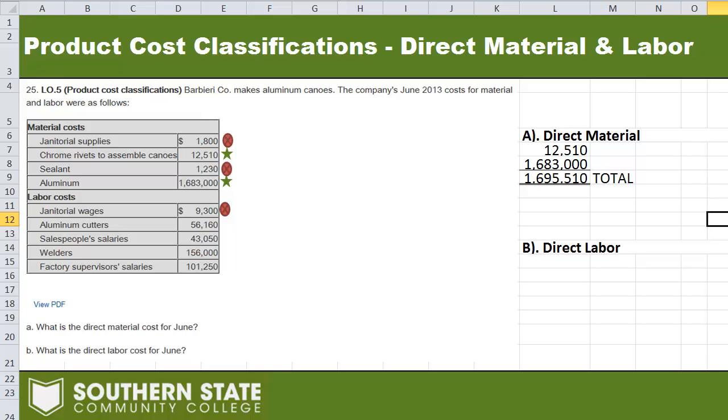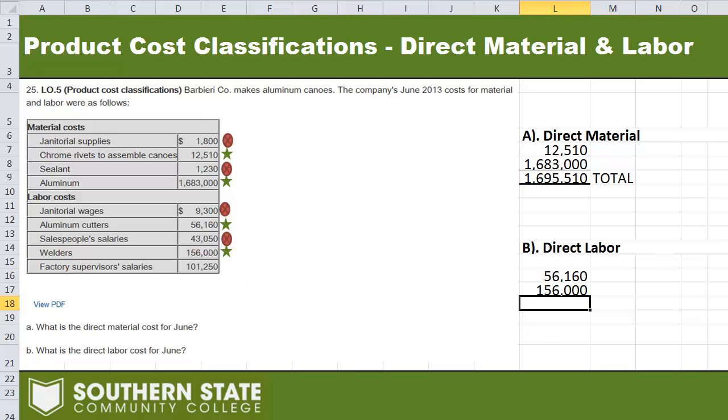Aluminum cutters, the people that actually take the aluminum and cut it so we can make the canoe, we're going to include that. That is direct labor that we can directly trace to our product. So 56,160 in wages is going to go under direct labor. Salespeople salary, it's an important job, but it's not going to be part of our direct labor. And then we have welders. Obviously, they're going to be involved in making that final product of the canoe. So I'm going to put a green star next to that, and we're going to go ahead and include that into our direct labor amount.